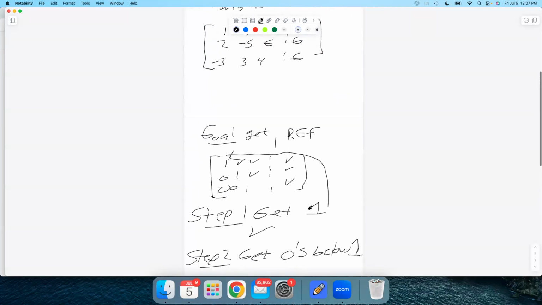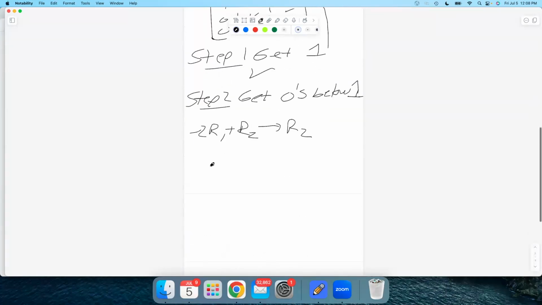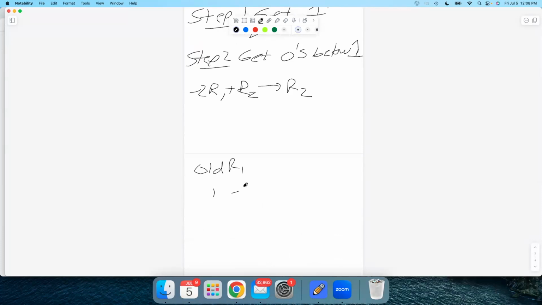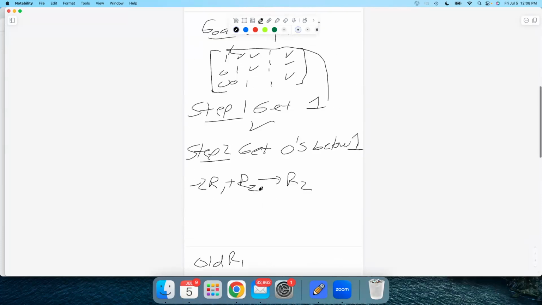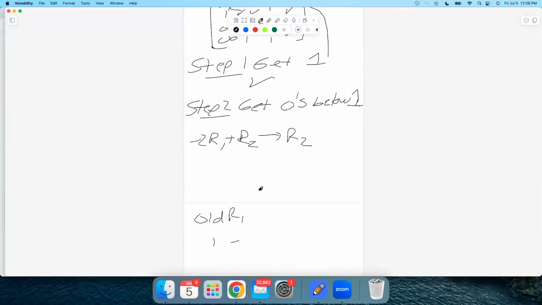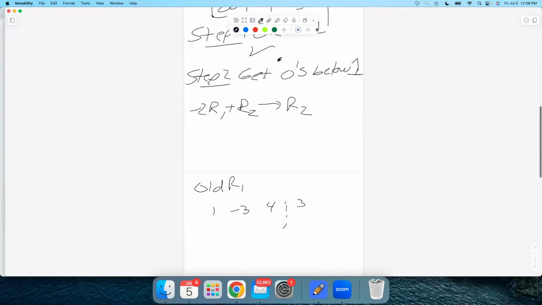Let me go small. Okay, so let's write that out. Here's old row 1. It was 1, -3, 4, 3. Old row 2: 2, -5, 6, 6.